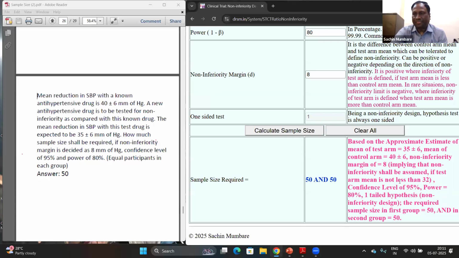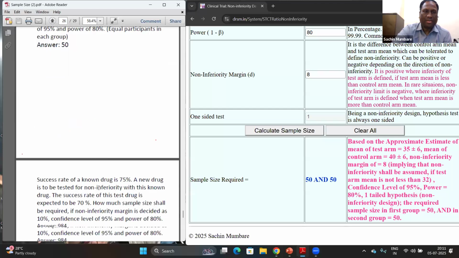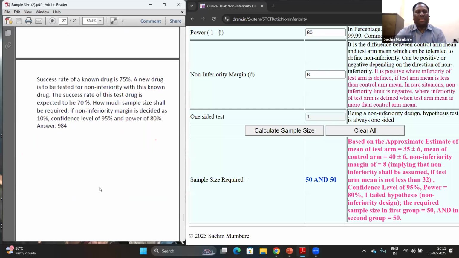Okay, clear? Confidence level of 95, power 80, one-tailed hypothesis. The required sample size is this much. Please calculate for this example.